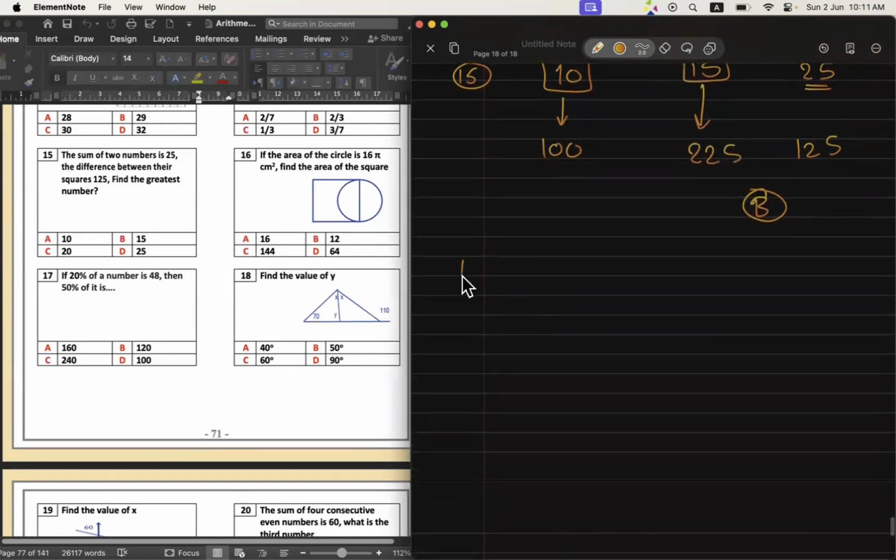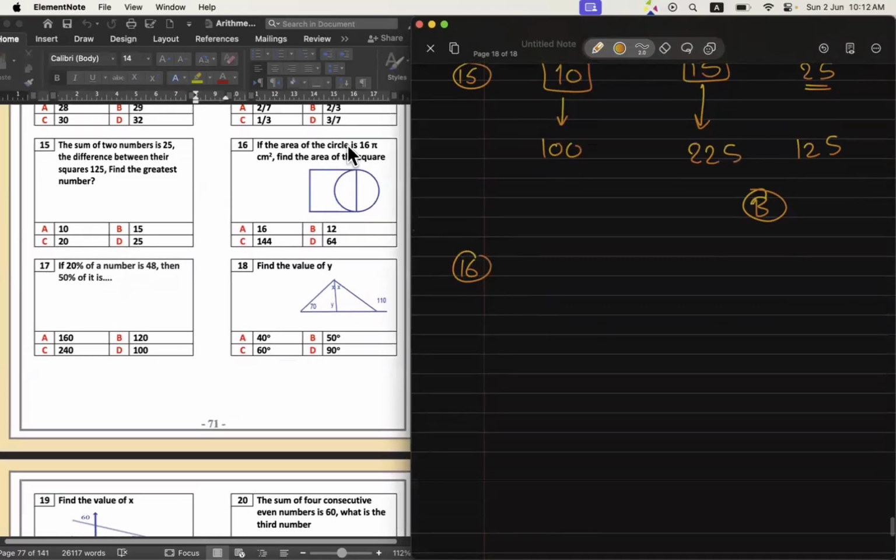For the next question, question 16. If the area of a circle is 16 pi centimeters squared, find the area of the square. If you have a square like this and the area equals 16 pi, to find the radius directly, just take the square root of the number at the front of pi. This is a rule: if you have the area in terms of pi, just take the square root of the coefficient. So the square root of 16 equals 4. So if the radius equals 4, the side length of the square equals 8.